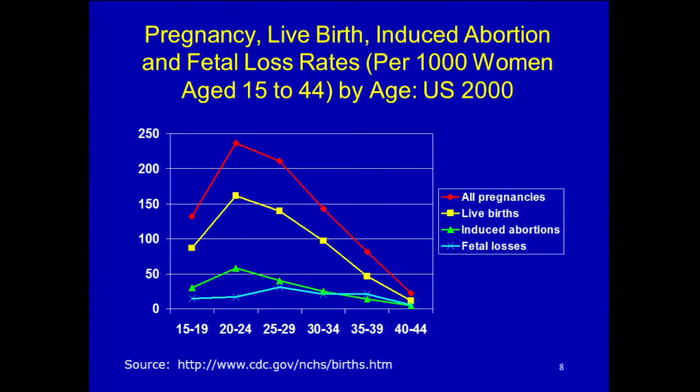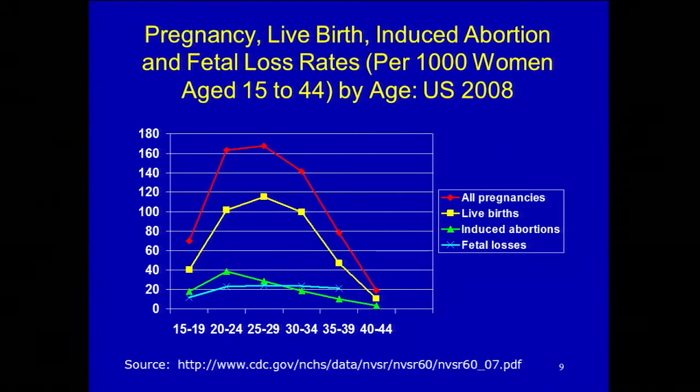The live birth curve is also similar. There is a gap between the total pregnancy and the live birth rate, and this represents pregnancy loss. That pregnancy loss can be accounted for both by elective terminations or induced abortions, and then miscarriages, which are fetal losses. So you can see that fetal losses tend to increase with age, whereas elective pregnancy termination tends to be more present in the younger ages.